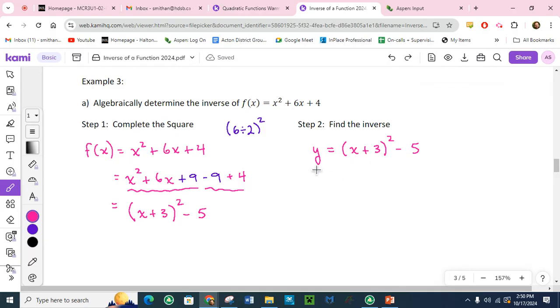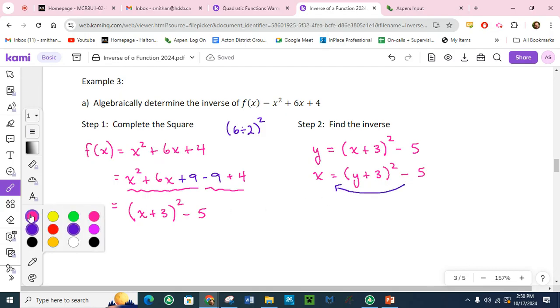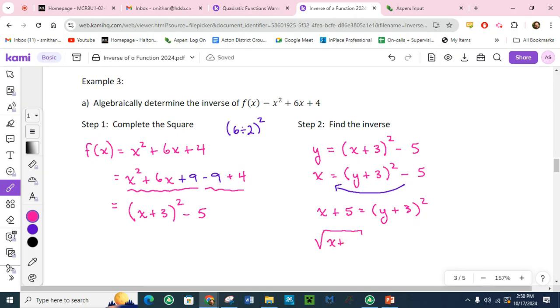First step actually is swap the x and y. So x equals y plus 3 squared minus 5. First step is not so bad, right? Move over the minus 5. x plus 5 equals y plus 3 squared. Next step, you got to undo that squaring. We did the square root, but as we just talked about, got to keep the plus and minus.